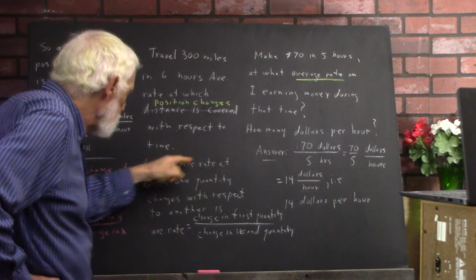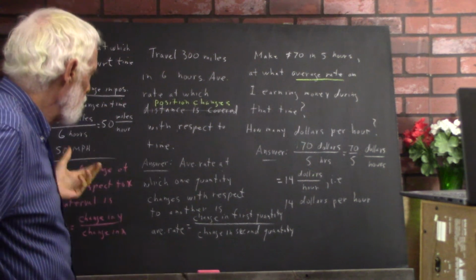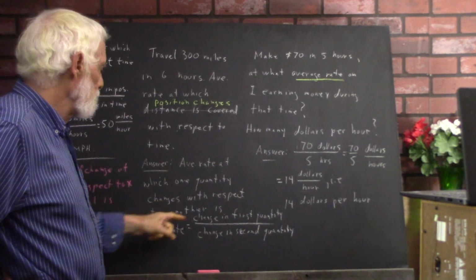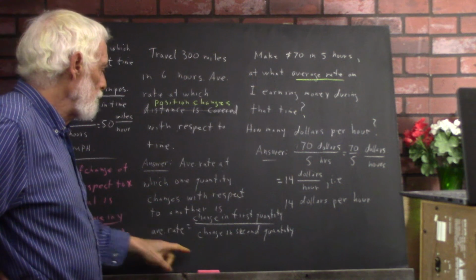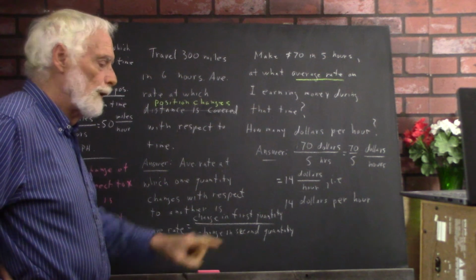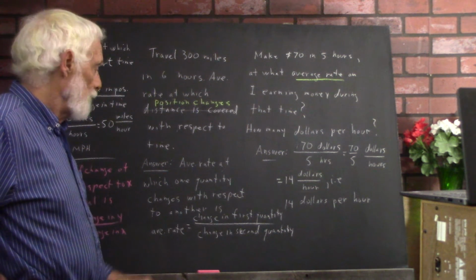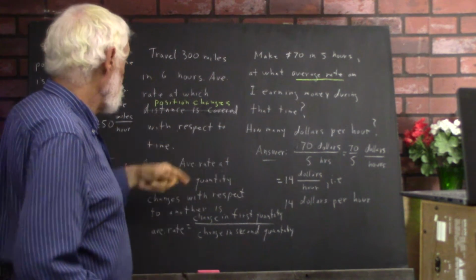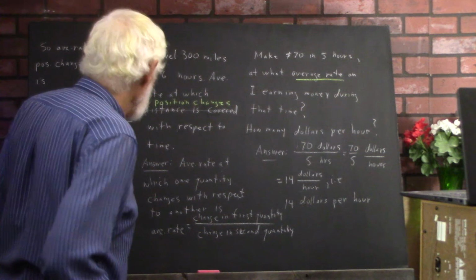well, now I'm beginning to give us a definition of average rate of change. The average rate at which one quantity changes with respect to another is the change in the first quantity divided by the change in the second quantity. I'll mention that everybody told me 50 miles per hour almost instantly before I finished writing this.